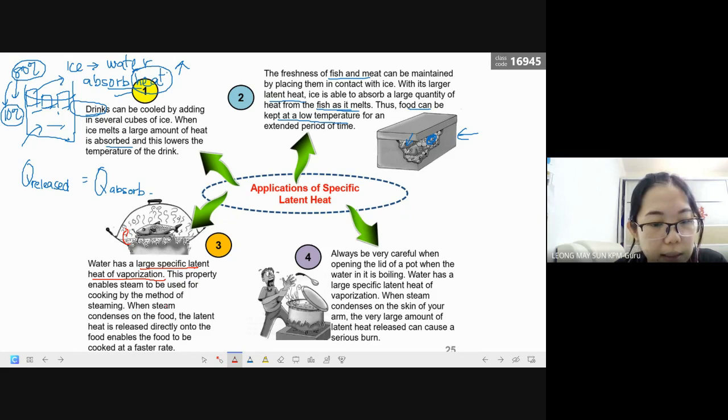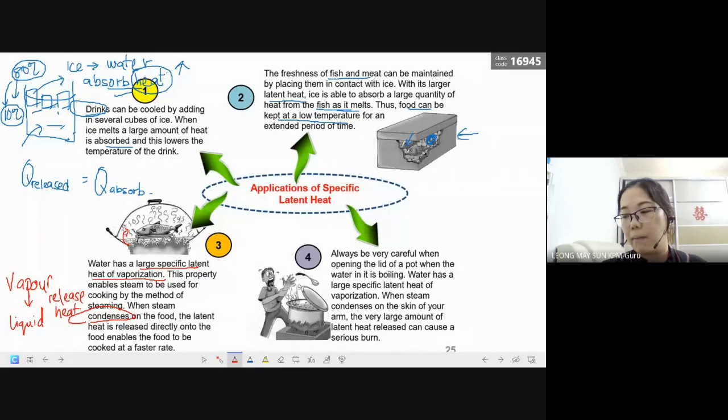Why? Because when the steam condenses, when the gas or the vapor changes back to liquid, it will release heat energy. If you remember just now when I mentioned the specific latent heat of vaporization, its latent heat is higher compared to the latent heat of fusion. So when vapor condenses to become liquid, the latent heat that is released is very, very high. So that is how the food is enabled to be cooked at a faster rate.